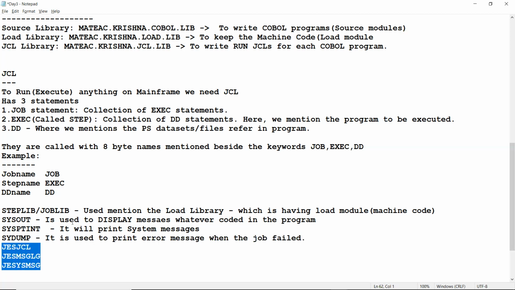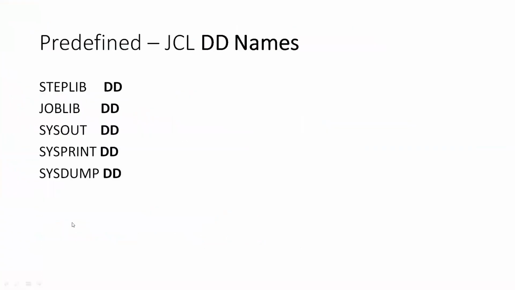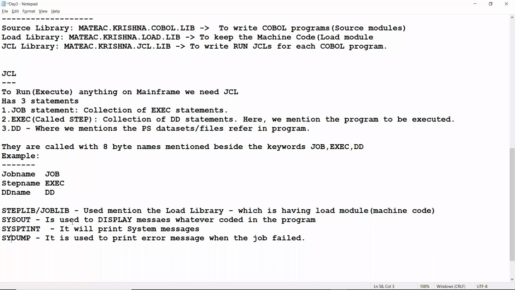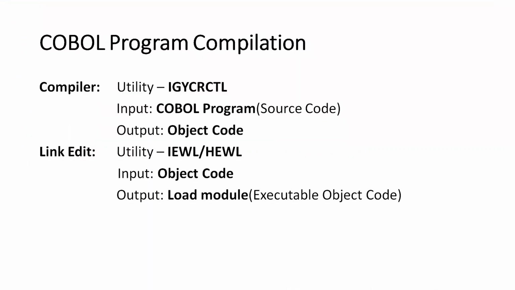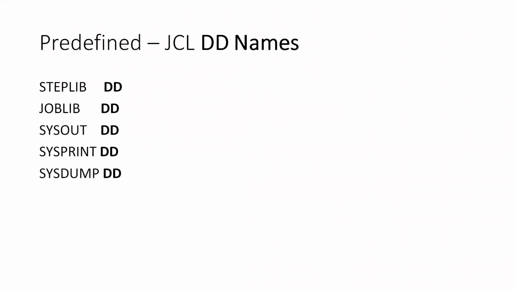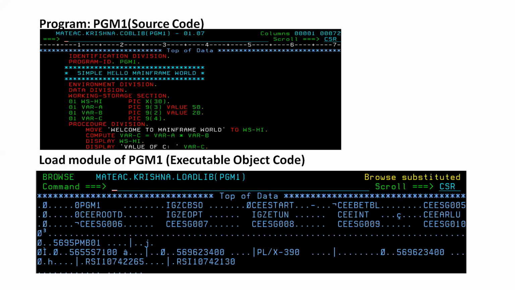I will explain the other parameters in the next class. Remember these things till now. Sysprint is used to print system messages other than display messages. These are the predefined DD names we use in JCL. We'll discuss the compile utility next session, and we'll also start with files in the next session.